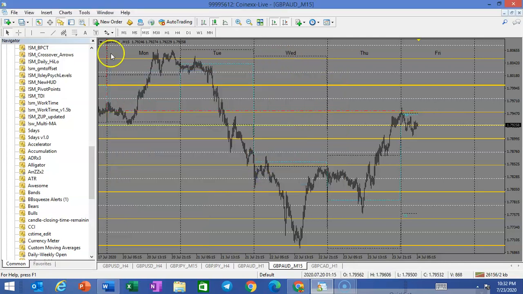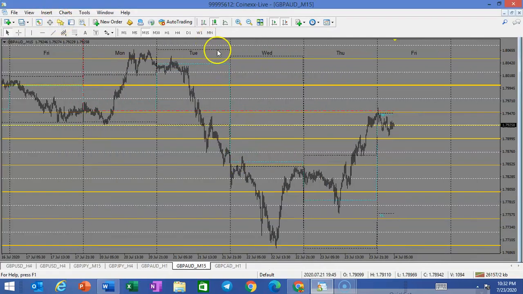And so as you can see here, the black tracer always gives me, for example, on Wednesday, Tuesday's high. That's demarked on Wednesday. Tuesday's high is demarked on Wednesday. Wednesday's high is demarked on Thursday. Thursday's high is demarked on Friday.